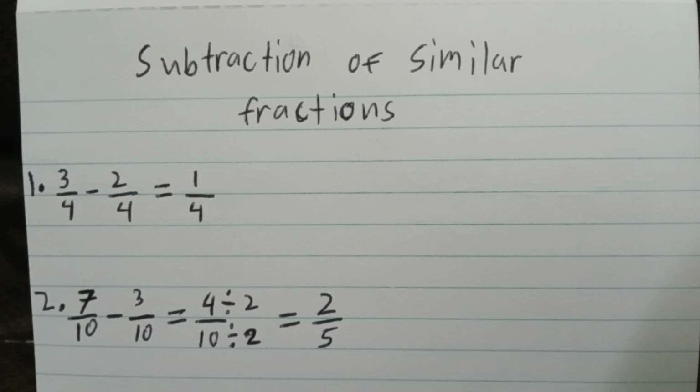Do we need to simplify? The answer is no. For our second example, we have 7 over 10 minus 3 over 10, which equals 4 over 10. Do we need to simplify here? Yes, we do. 4 over 10 is divisible by 2. So 4 divided by 2 is 2, and 10 divided by 2 is 5. So our final answer will be 2 over 5.